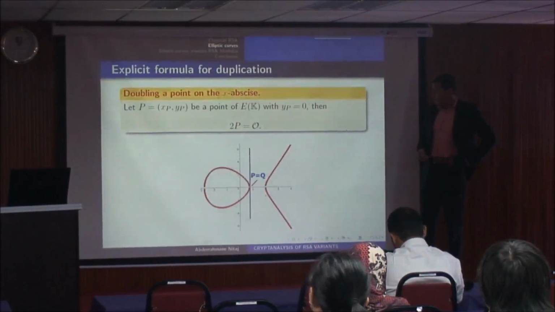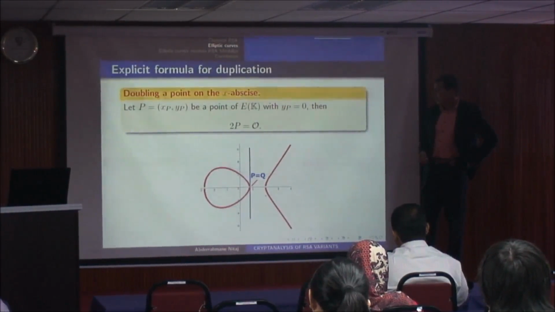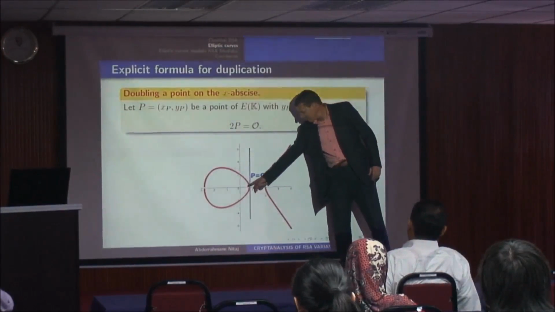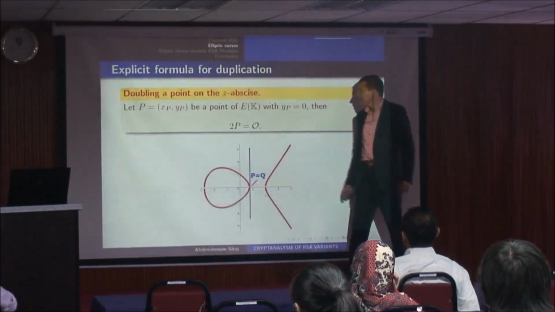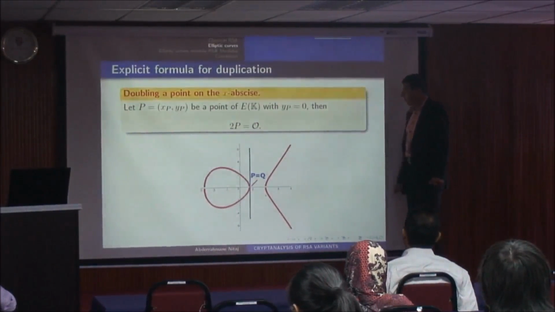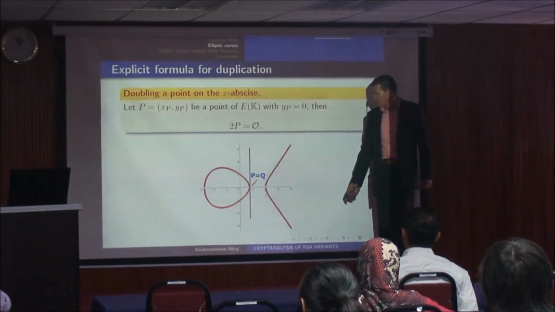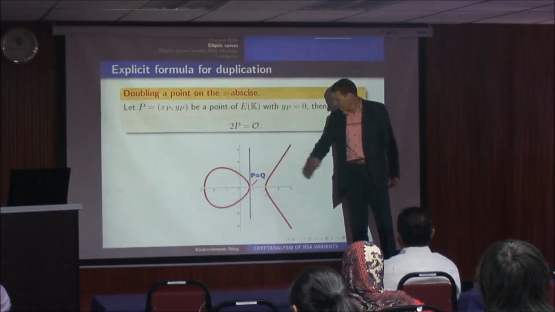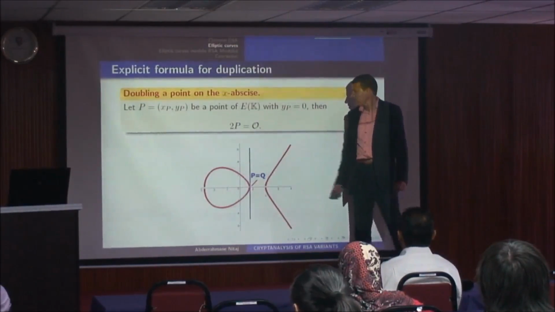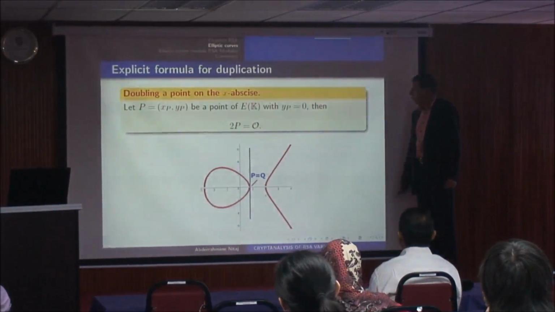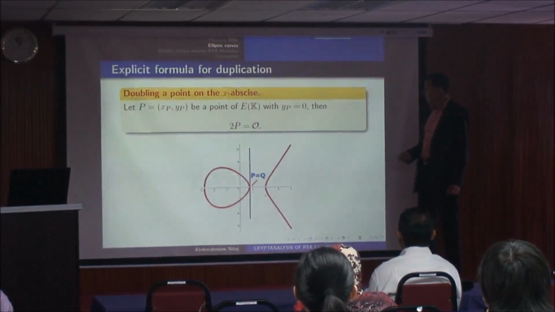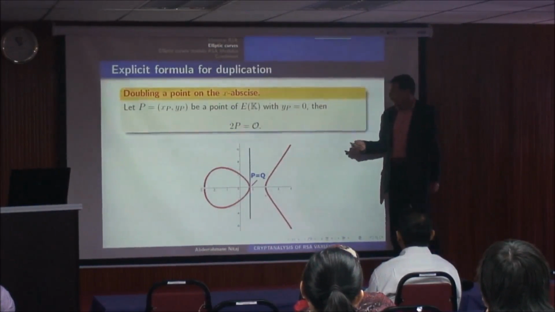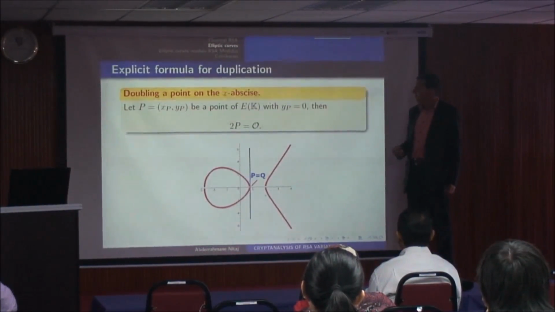Also for doubling a point, you can find the situation where the point is on the x axis, and if you draw the tangent line it will be vertical. In this situation it means that 2 times P is equal to 0, and we find the situation that the opposite of P is P itself.